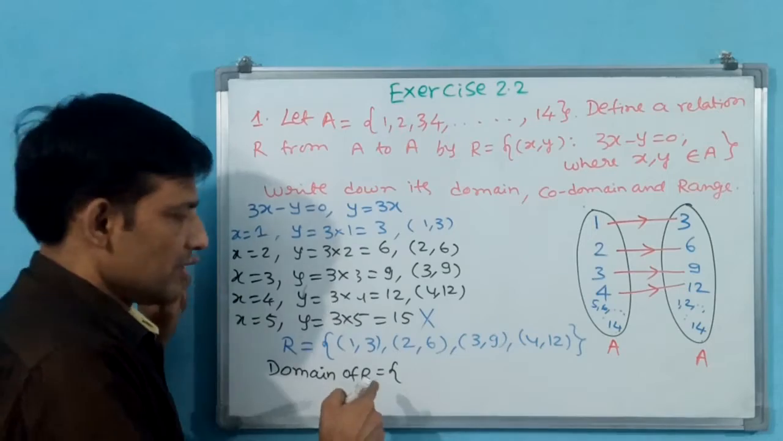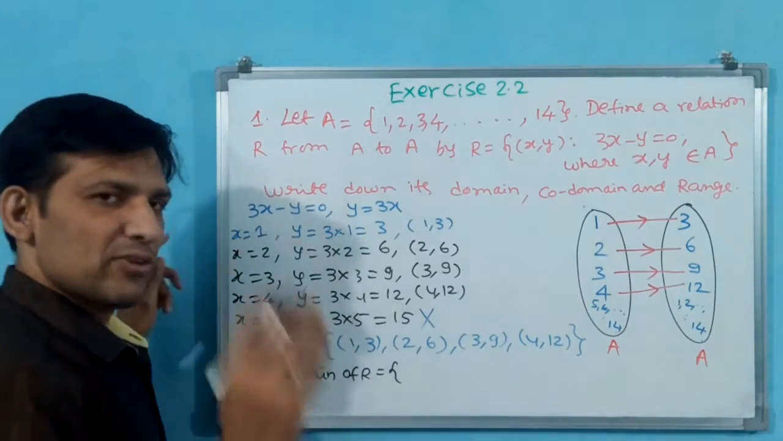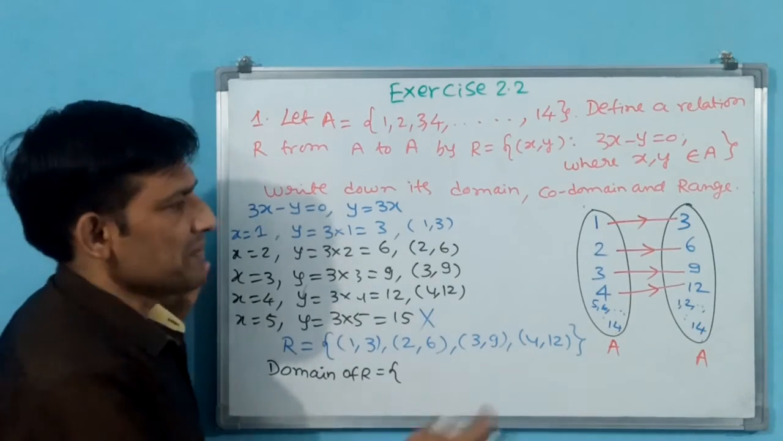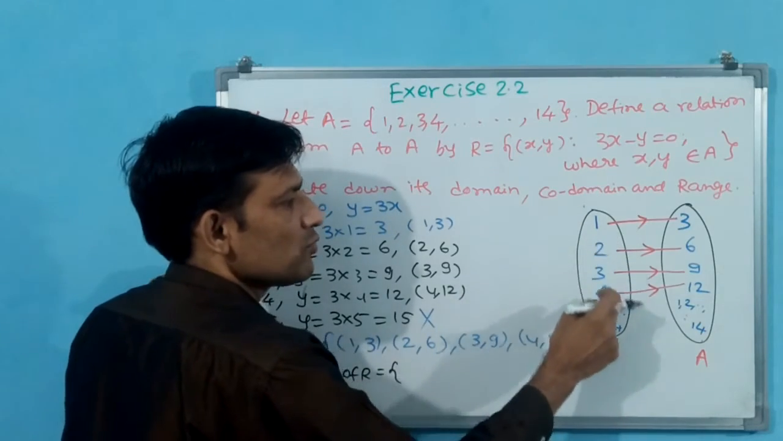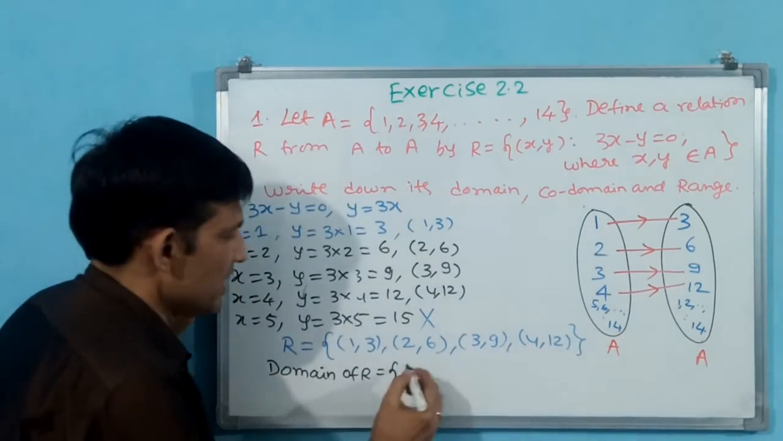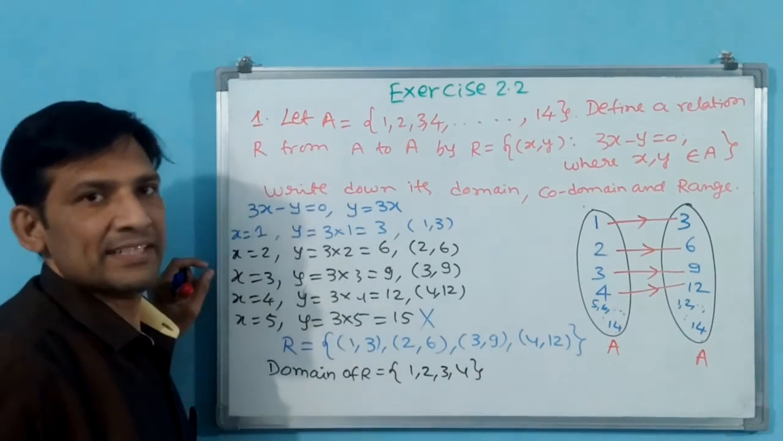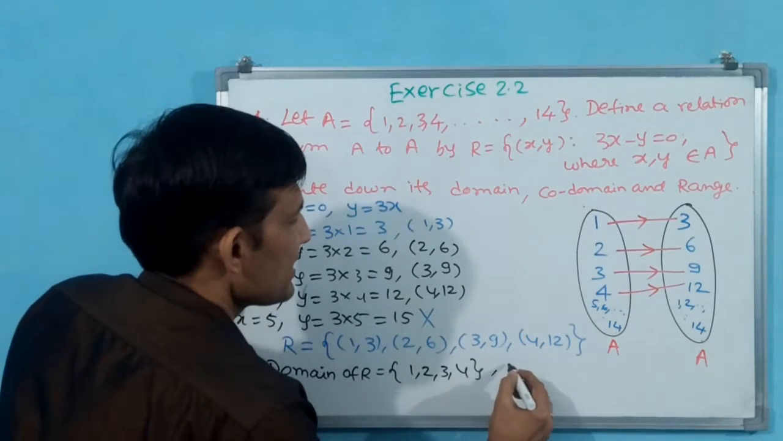Domain is not an ordered pair. Domain is elements only, like a set. What are all the elements there? Even though there are 1 to 14 elements, the relation has only 1, 2, 3, 4. Only 1, 2, 3, 4 only form the domain. You understand? Okay. Now I am writing range.